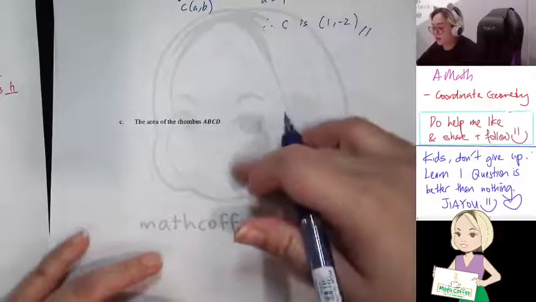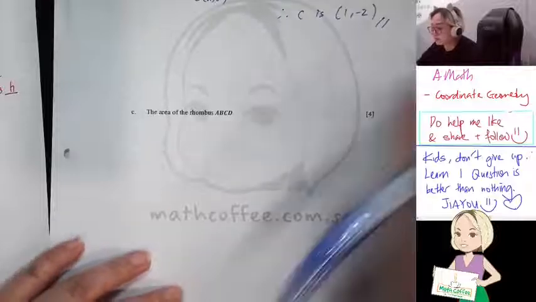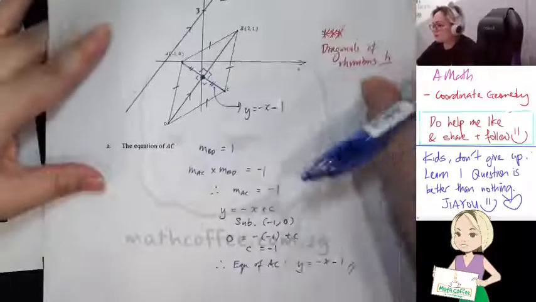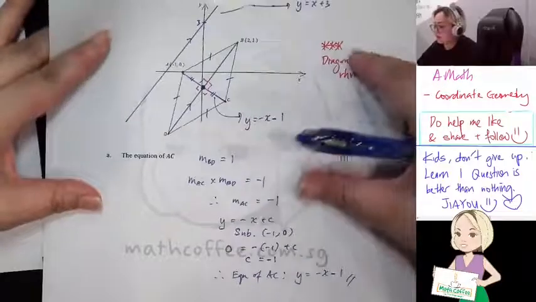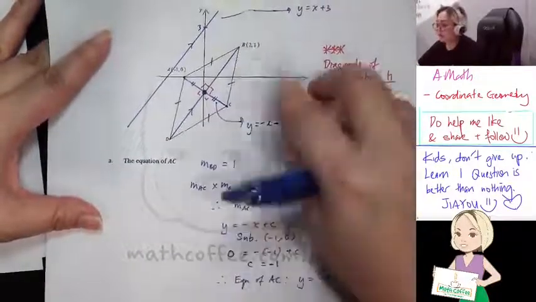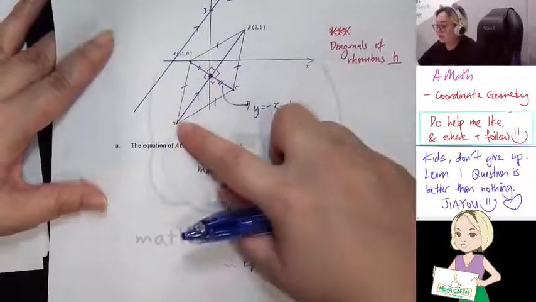Okay, the last question for the day. They ask to find the area of the rhombus. Let's take a look at the diagram. So many students may feel that, oh, I can use the 4 points and then do the shoelace method, right? Actually you can.